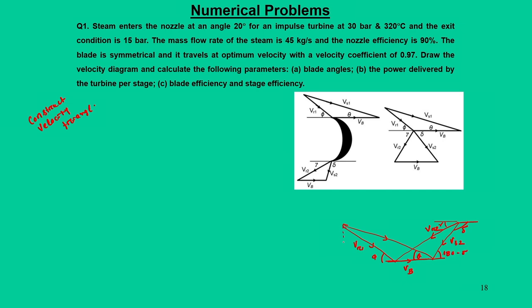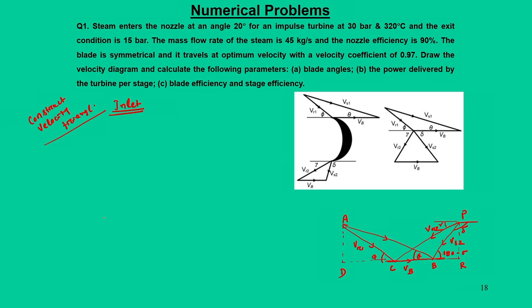So, what we can do, we can drop a vertical from this point and this point, and note down as A, B, C, then we have P, R, and here we have D. So, from these diagrams, we will now be using the trigonometric principles. We have to analyze the inlet velocity triangle and the exit velocity triangle. So, let us concentrate on inlet.